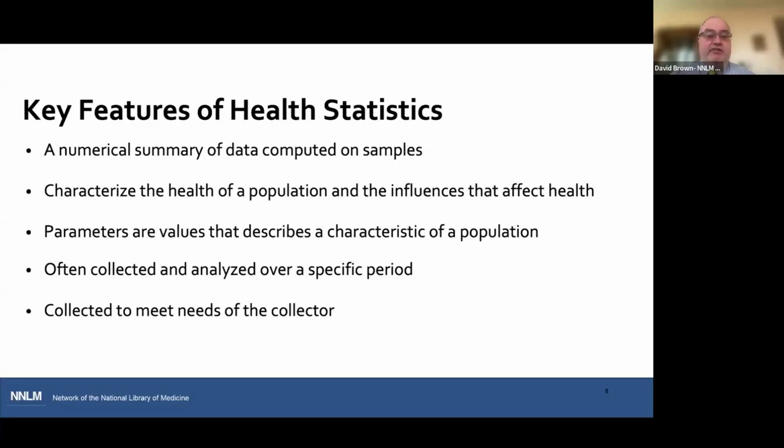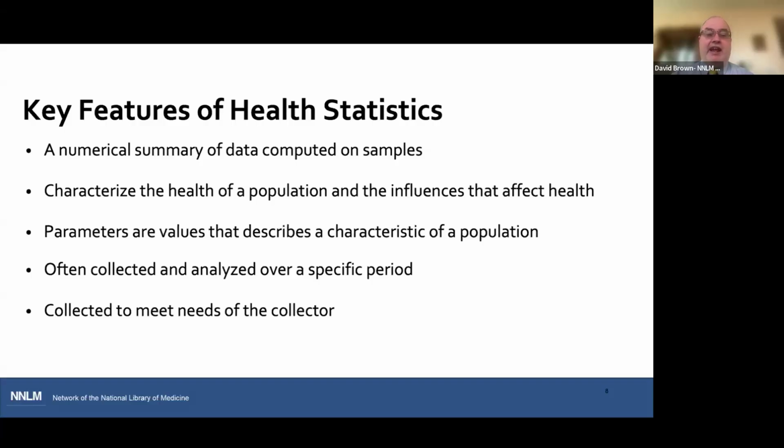The parameters are the values that describe characteristics of the population. So again, there are always population parameters of, okay, what are we doing? Are we looking at a population that's older? Are we looking at a population that's younger? Are we looking at a population that's underrepresented or that is a majority population? Just looking at these things as we work across it.